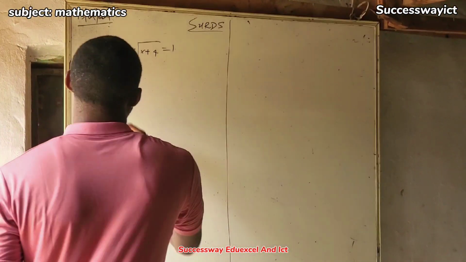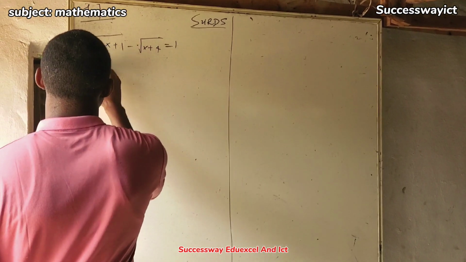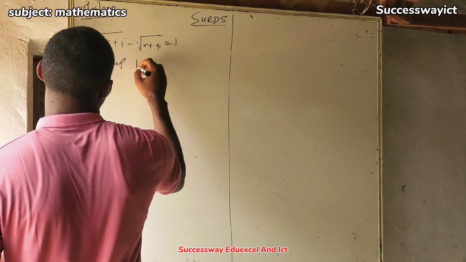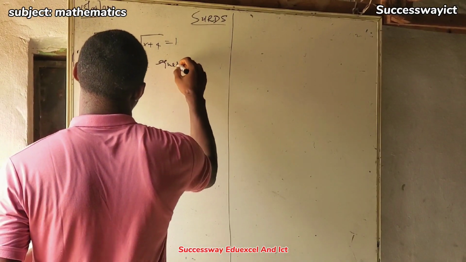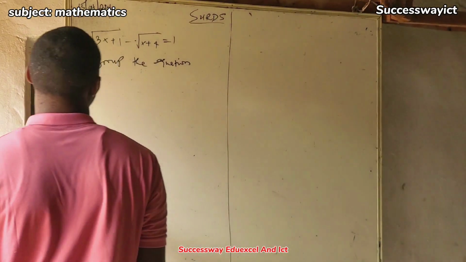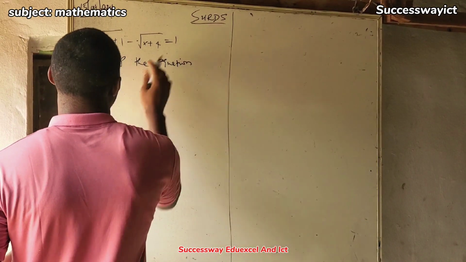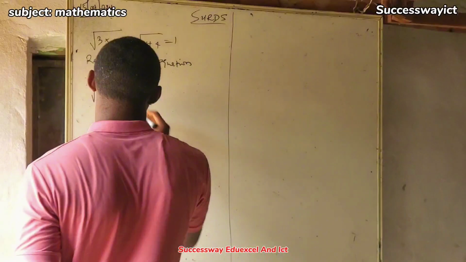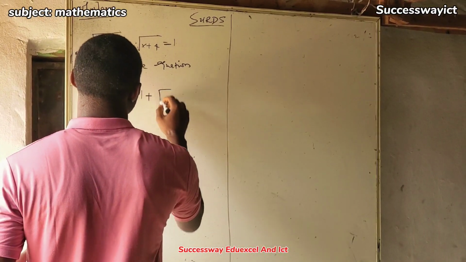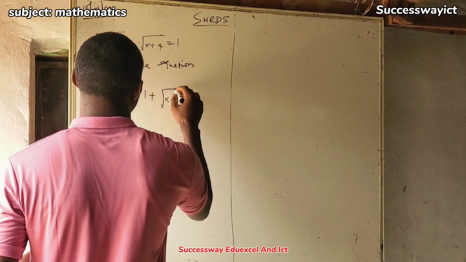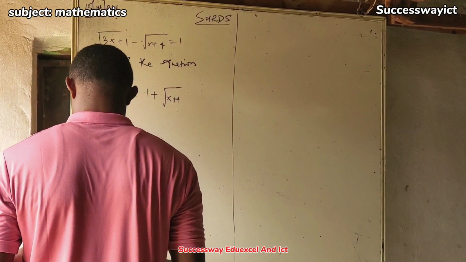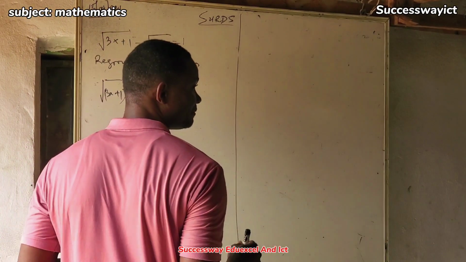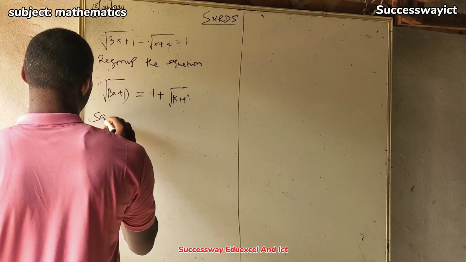Now, in trying to solve this, the first thing we do is regroup the equation. Regrouping the equation, what we have here is the same thing as 3x plus 1 is equal to 1 plus square root of x plus 4. Do you agree with me that these things are equivalent? The next thing we do is square both sides.